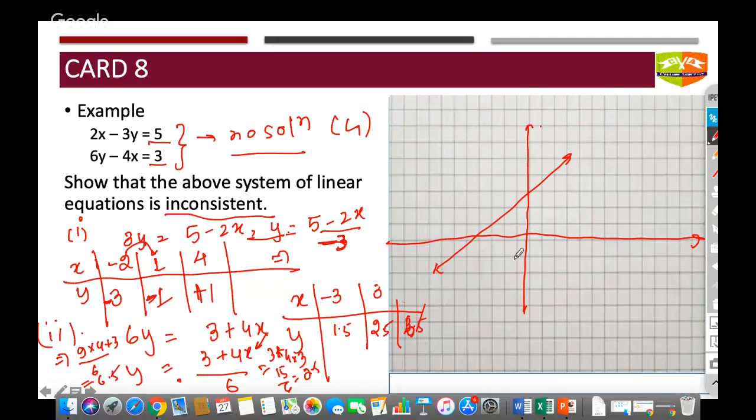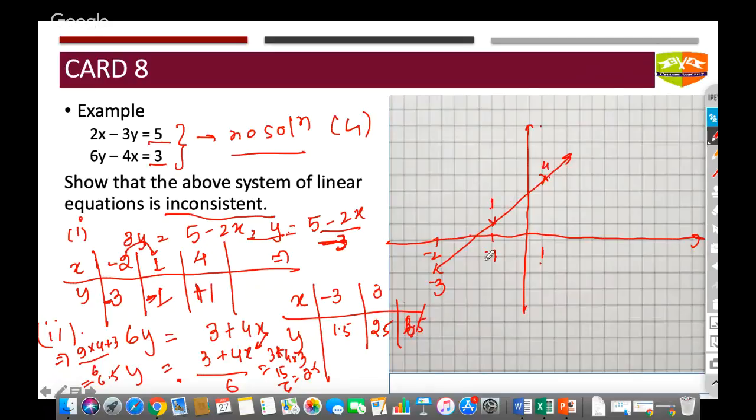Where I'll put the values, x is equal to -2, x is equal to -3, this is going to be 3. -3 at x is equal to 1, this will be 4, and x is equal to -1, this will be nearly 1.